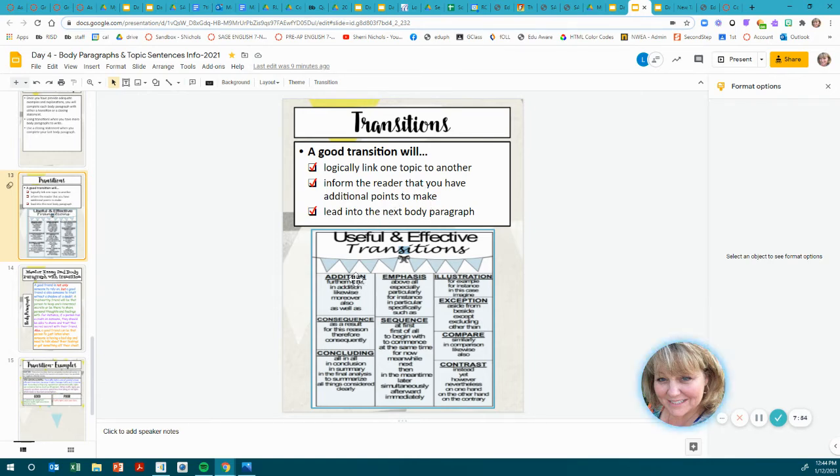Some examples of useful and effective transitions would be, if you want to show addition, say furthermore, in addition, likewise, moreover, also, as well as. Or if you want to compare something, you'll say similarly, in comparison, likewise, also. If you want to end something, you'd say all in all, in conclusion, in summary, to summarize, all things considered, clearly. There are lots of different ways that you can use these useful transitions, so read over those.